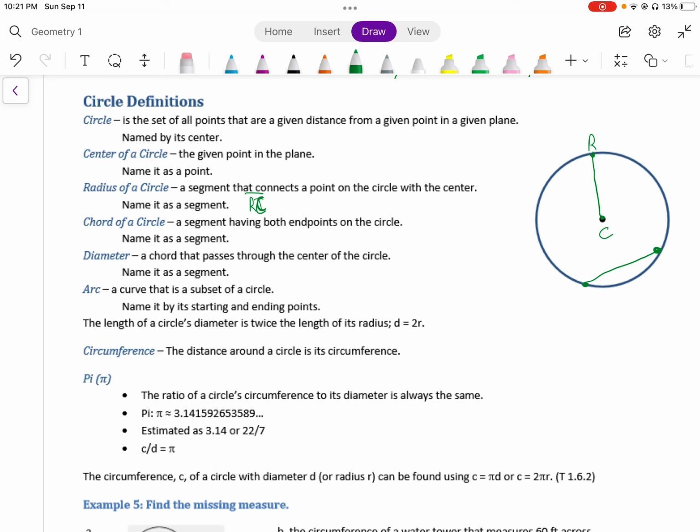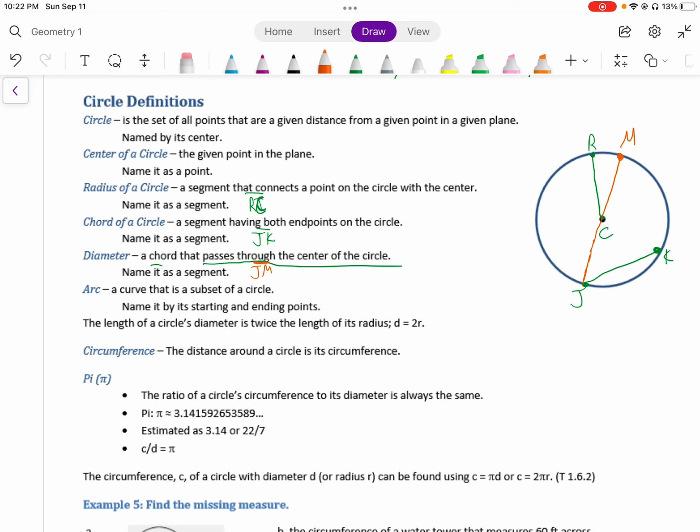A chord just connects 2 points on a circle. So there's a chord. It's also a segment. So we just say segment JK. Diameter is a special type of chord. It's a chord that passes through the center. Let's get a different color here. Let's go orange. A chord that passes through the center. So segment JM here is an example of a diameter.